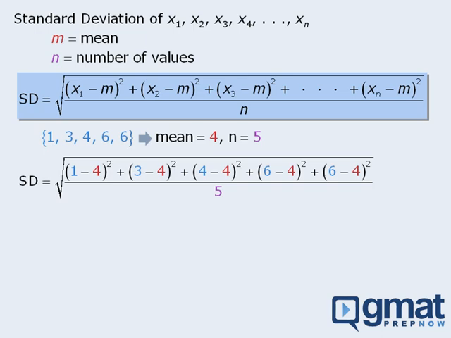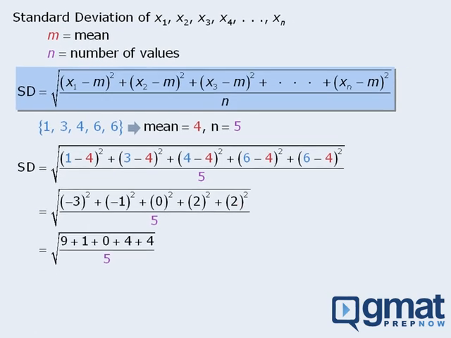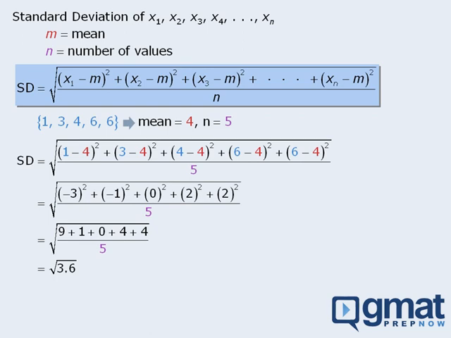From here, we can simplify the information in the brackets, and then we'll square each of these values. This simplifies to be the square root of 3.6, which equals approximately 1.9. So the standard deviation of this set of numbers is 1.9.